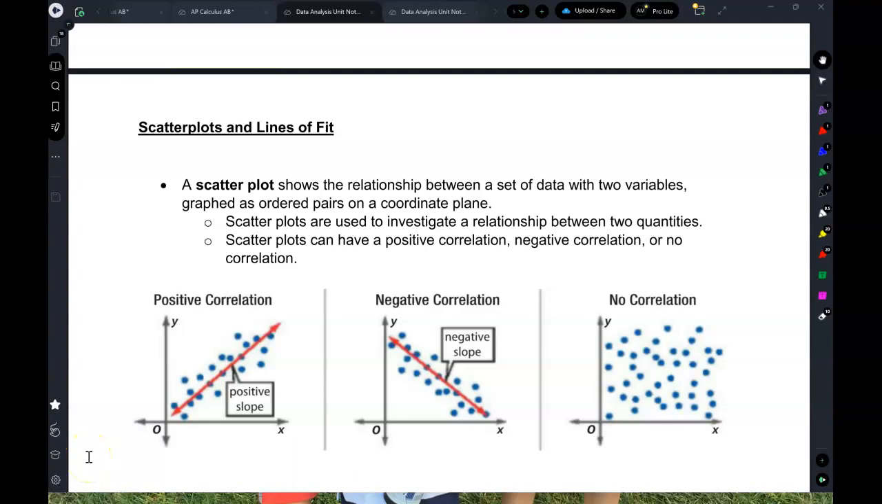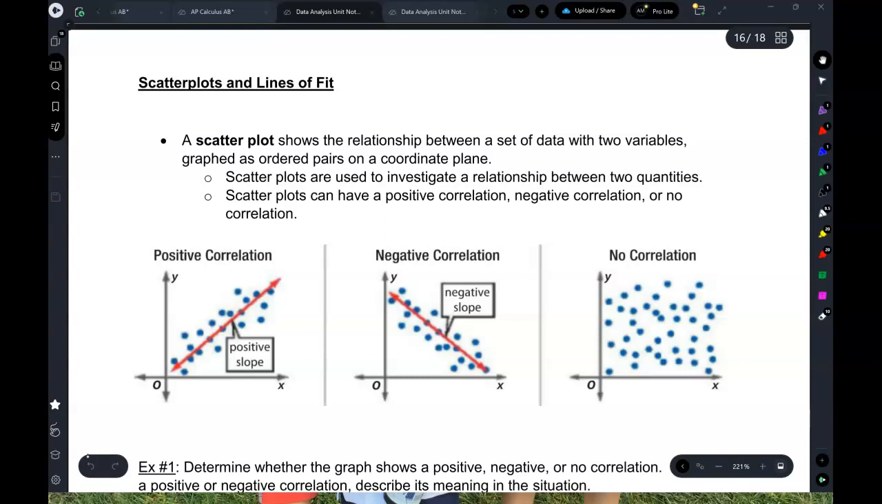All right, so let's talk about scatter plots. A scatter plot basically shows the relationship between a set of data with two variables, okay? And they're graphed as ordered pairs in a coordinate plane. So scatter plots are used to investigate a relationship between two quantities. They can have a positive correlation, a negative correlation, or no correlation.